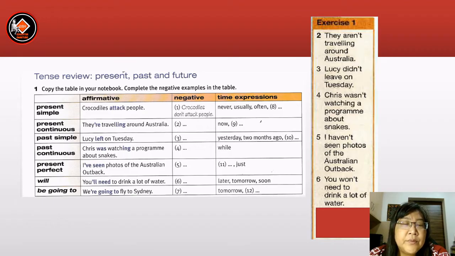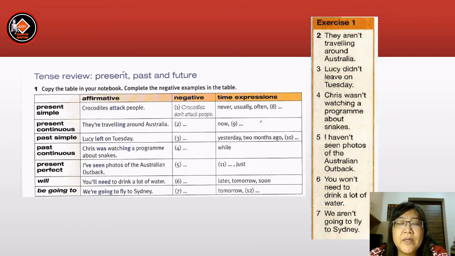And the last one, be going to. We are going to fly to Sydney. So the negative sentence is we aren't going to fly to Sydney.